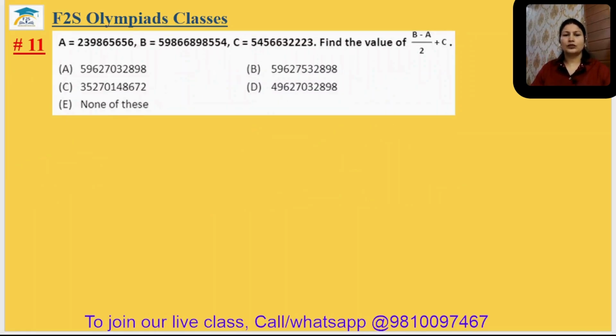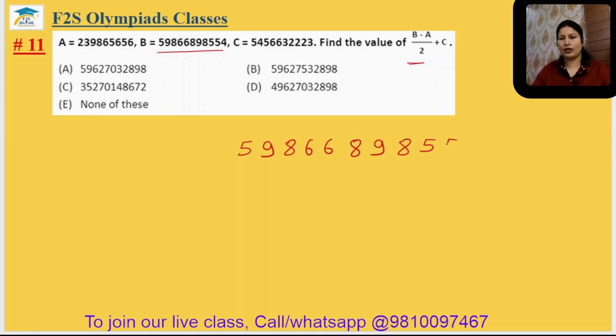Answer is option D. Question number 11. A equal to this, B equal to this, C equal to this. Find the value of this and this. Take up to B minus A. So first copy the number B, that is your 59866898554. Now minus A. I am writing from the right hand side. 6568,932. Subtract it.